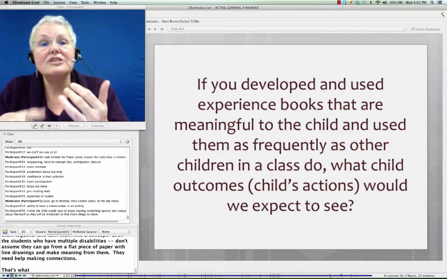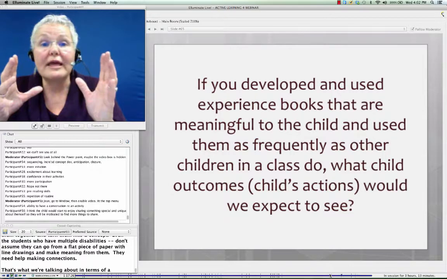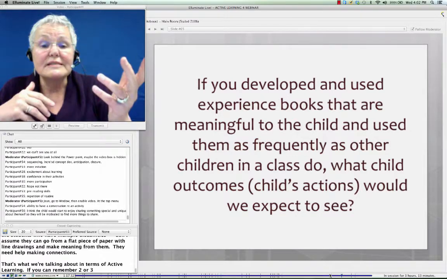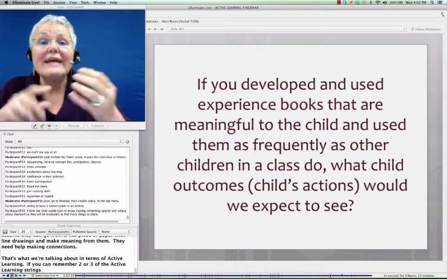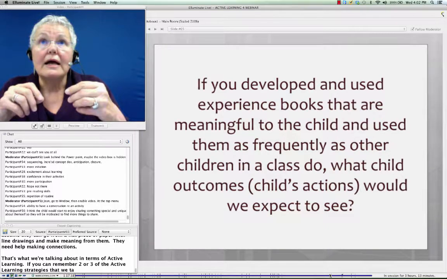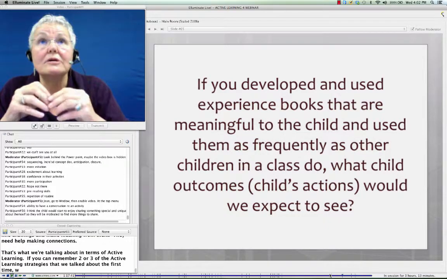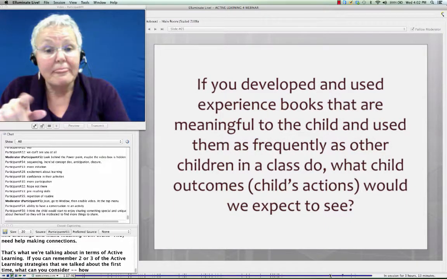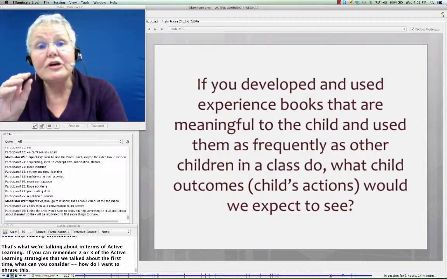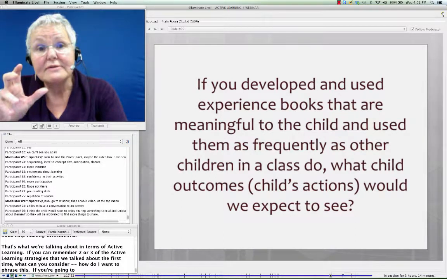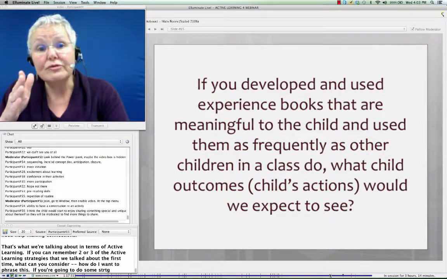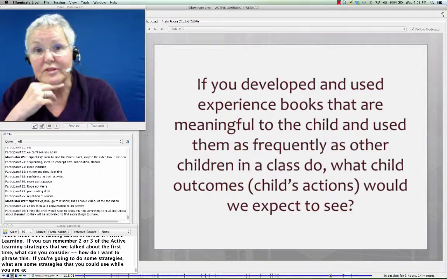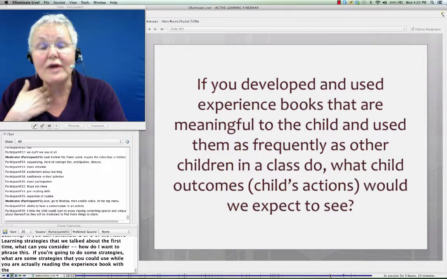And for those of you who can even remember 2 or 3 of the active learning strategies we talked about the first couple times, think in terms of what you can consider. Let me just see how I want to say that, because that's confusing. Let me say it again. So if you're going to do some strategies, what are some strategies you could use while you are actually reading the book with the child, the experience book with the child? What would be some different strategies you could use that we talked about?